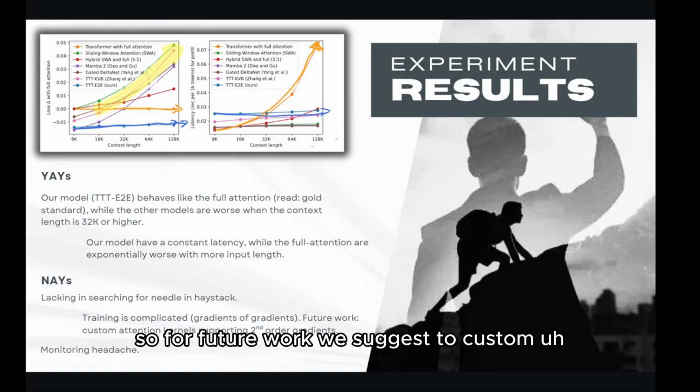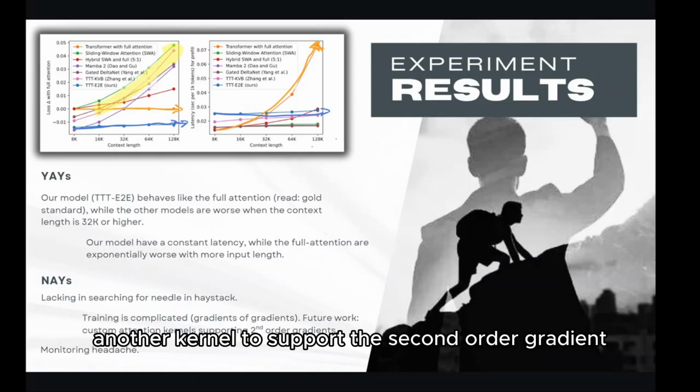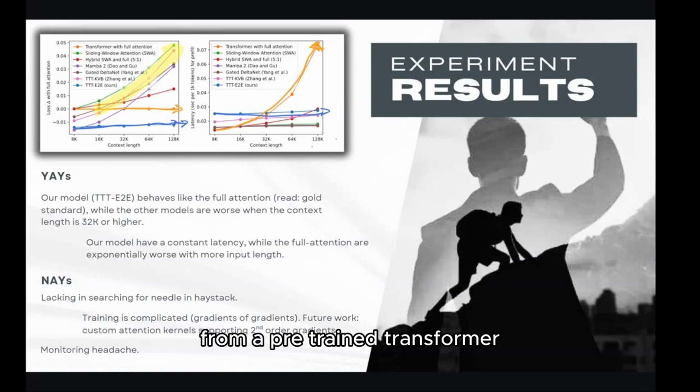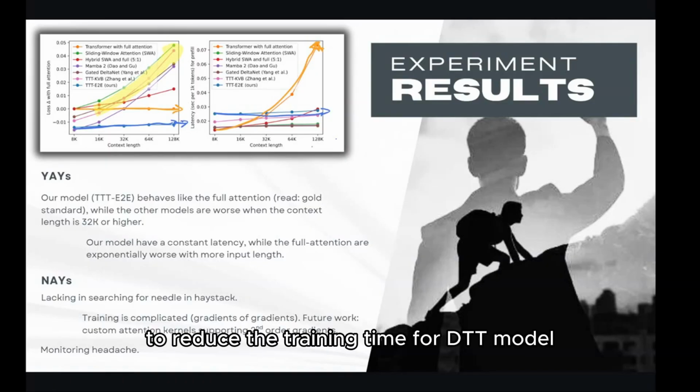So for future work, we suggest building a custom kernel to support the second-order gradient better, and starting from a pre-trained transformer to reduce the training time for the TTT model.